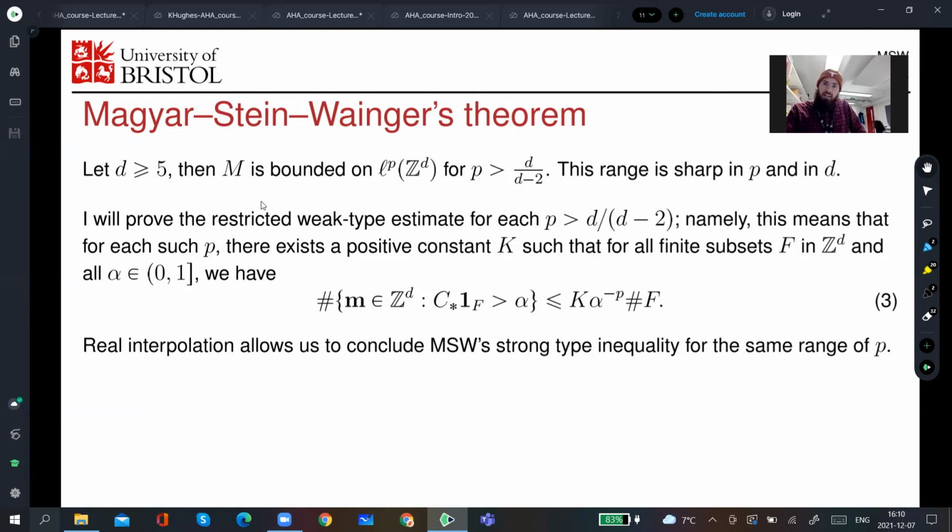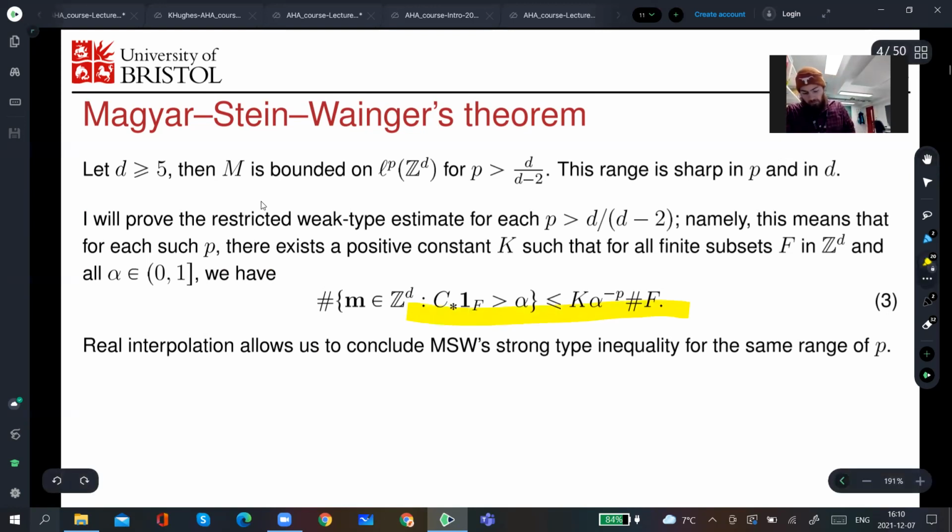And we've seen already that this is sharp in both the dimensional aspect. It fails whenever d is less than or equal to 4 for any finite p. And it fails for any p less than or equal to d over d minus 2 when d is 5 or more. And the way we're going to prove this is we're going to prove a restricted weak type estimate, actually. That is, for each exponent above our threshold, this Magyar Stein Wainger threshold of d over d minus 2, we're going to prove a restricted weak type bound, which is indicated right here in the middle. And oh, that should be an M.